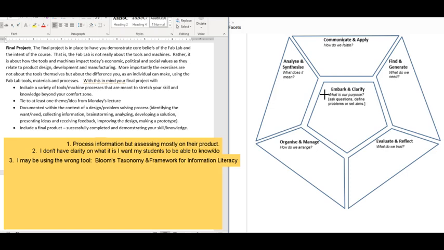I may need to tweak that a little bit, but as I look at what I'm asking students to do in terms of synthesizing their core beliefs and to take a look at how what they've learned aligns with today's economic, political, and social values, what I'm really asking them to do is synthesize and analyze at a very high level. And I'm asking them to process what they know and the information they've received during those Monday lectures.